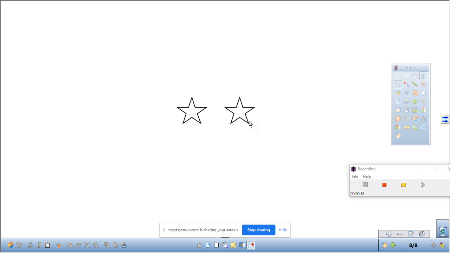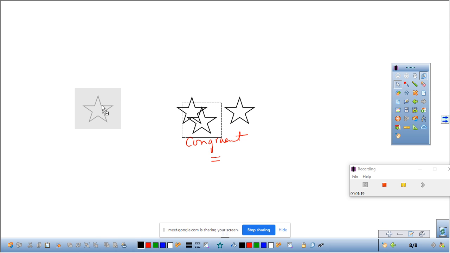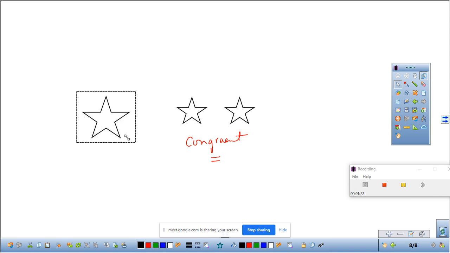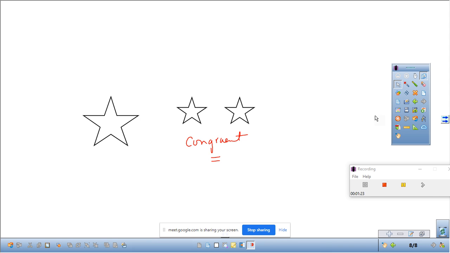When it comes to congruent again, this is congruent, exact same size, equal. If I were to come out here and paste another one, and I'm going to grow it here, these two, these are similar.